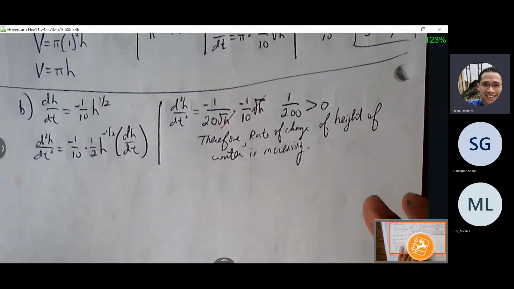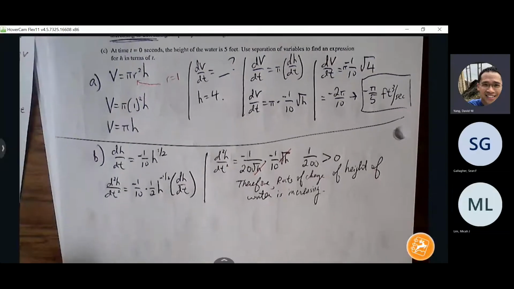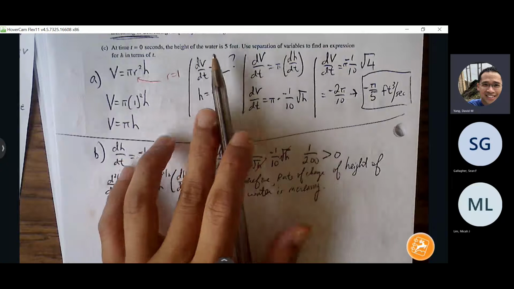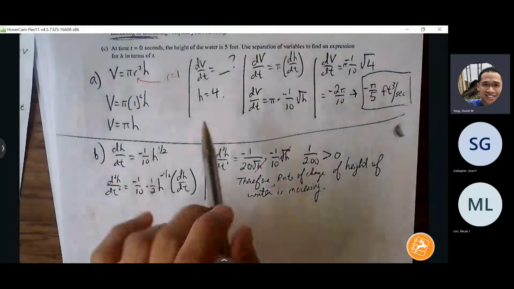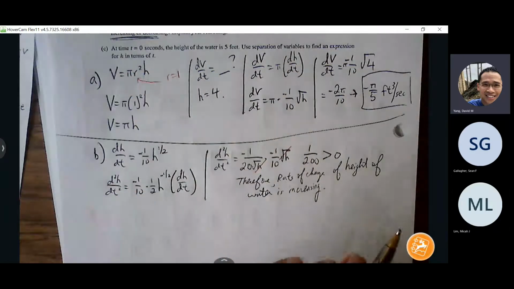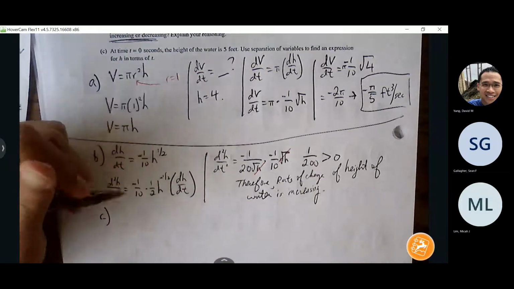Okay, part C. At time t equals 0, the height of the water is 5 feet. Use separation of variables to find an expression. So we've got to do separation of variables, solving differential equations. Okay, so here's part C.